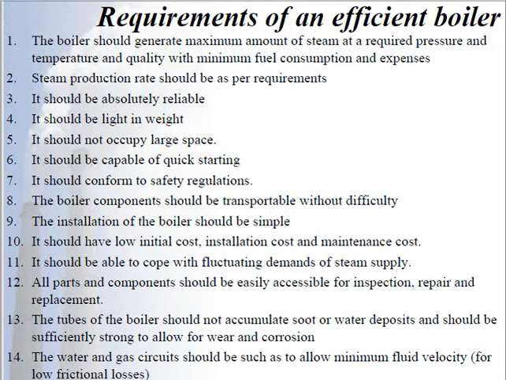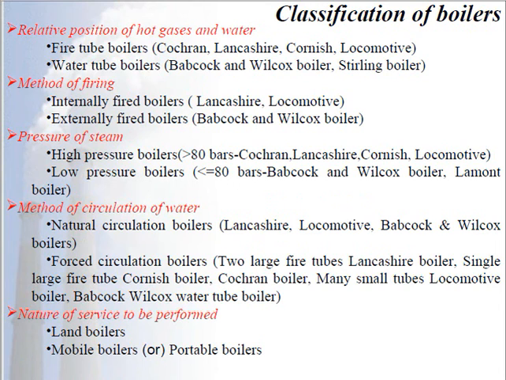The water and gas circuits should be such as to allow minimum fluid velocity for low frictional losses. That means if we increase the velocity of the fluid in the tube, obviously friction is going to increase, and if friction increases, wear and tear is going to increase. So to avoid that, we require water and gas to flow through the pipes at a low velocity. Okay, so now next one.